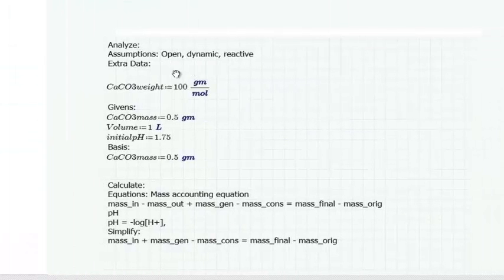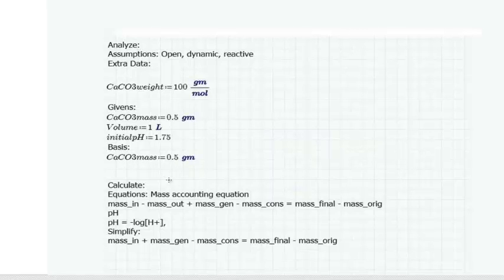This system is open because we have mass crossing that boundary. It's dynamic because mass is only flowing in. That means that mass is going to accumulate, and it's reactive. It's an acid-base problem. So we have one piece of extra data that we need, and that's going to be the molecular weight of the calcium carbonate, and that's pretty much just 100 grams per mole. And then just take a quick look at our givens, listing the problem. Our basis is going to be our 0.5 grams of calcium carbonate.